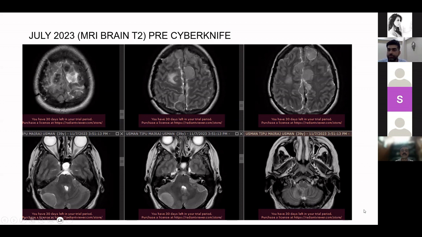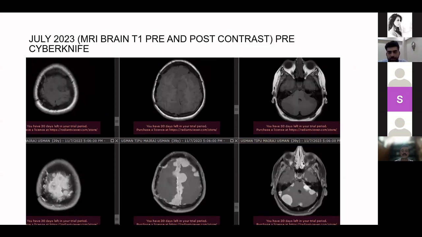And in the left CP angle, we can see that there is an abnormal signal intensity area which is causing widening of the internal auditory canal and showing intracanalicular extension. It appears like an ice cream on cone sign. So this lesion has a different feature as compared to rest of the lesions, and this is left CP angle schwannoma. All of these lesions are showing intense homogeneous post-contrast enhancement.